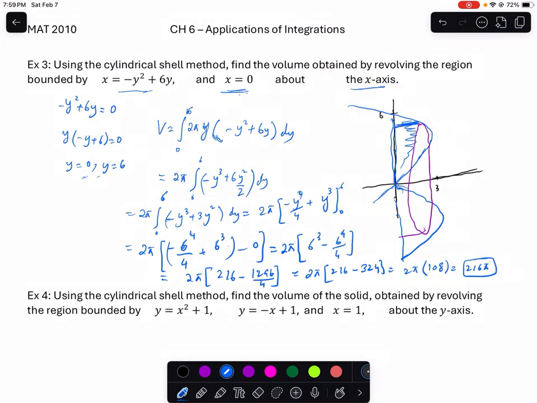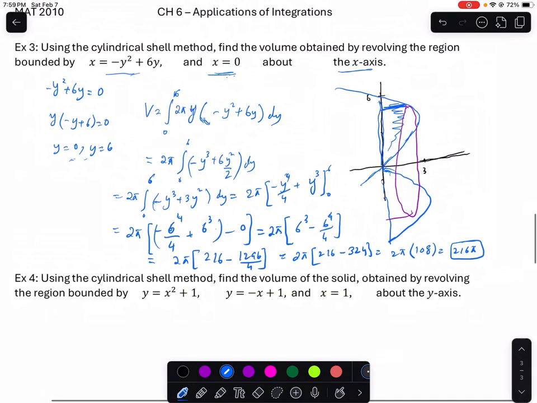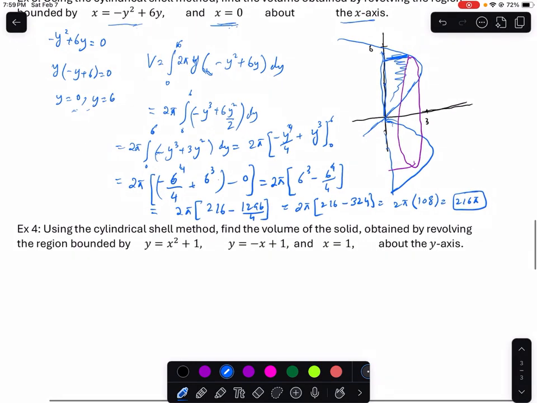Okay, looking at the next example. So again you have to use the cylindrical shell method. Find the volume of the solid obtained by revolving the region bounded by y is equal to x squared plus 1 and y is equal to negative x plus 1 and x is equal to 1 about the y-axis. Okay, let's try.